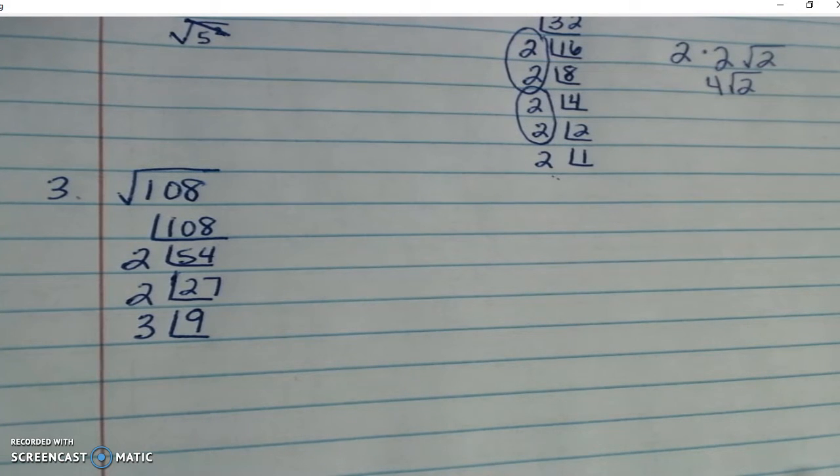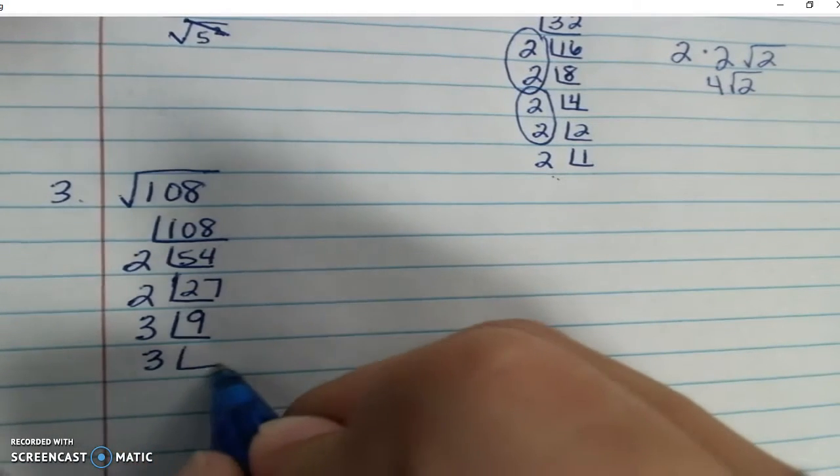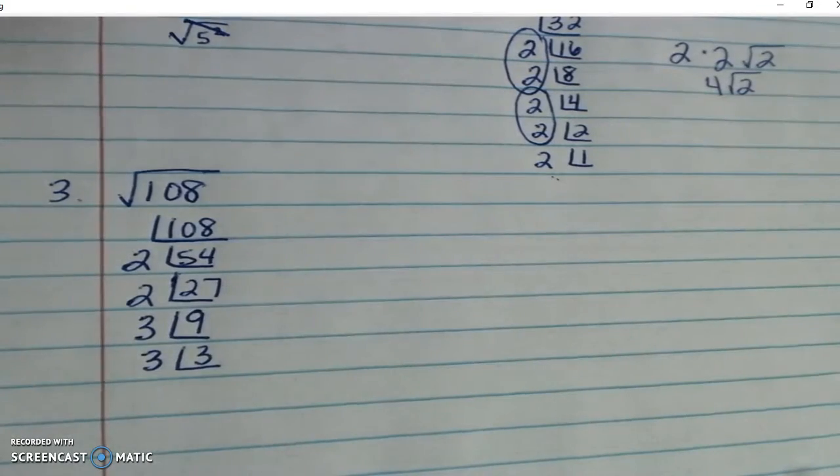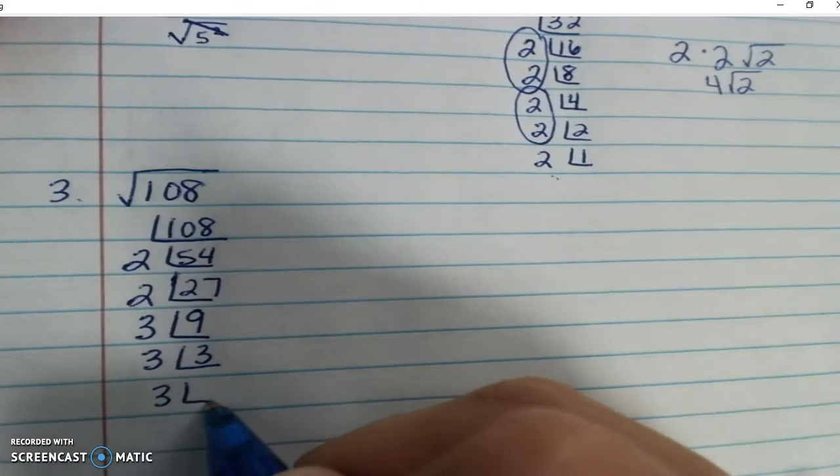So now we're looking at 9. Does 2 go into 9? No. Does 3? Yes. 3 times. And then 3 itself is prime. So 3 and 1.